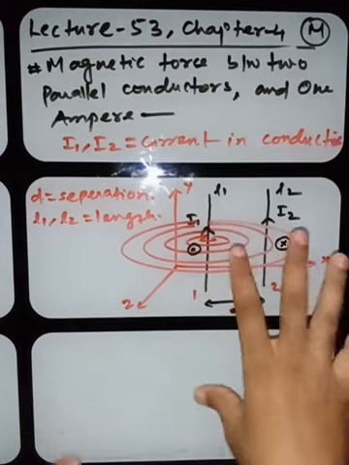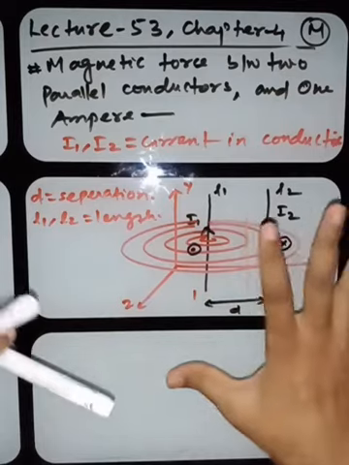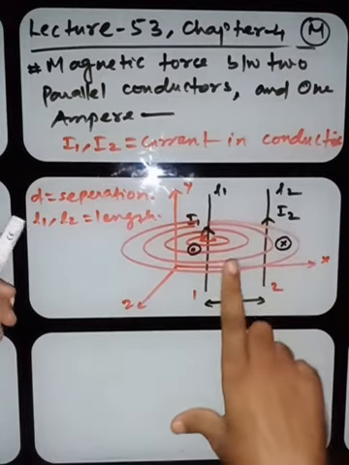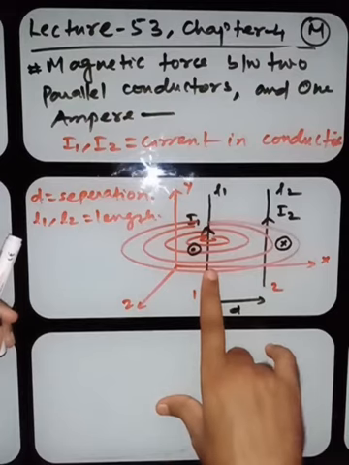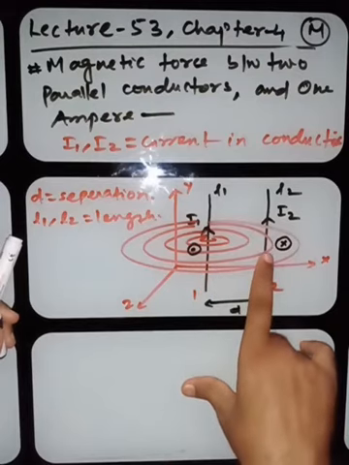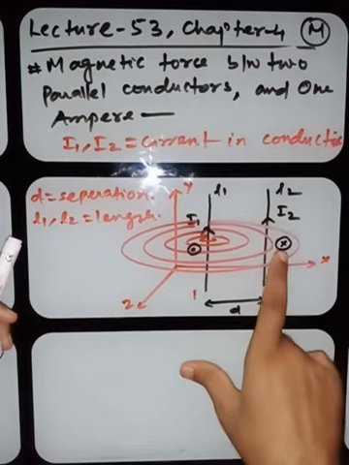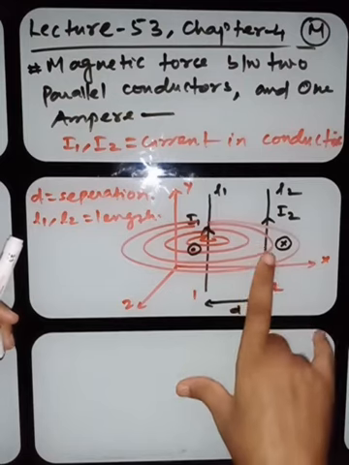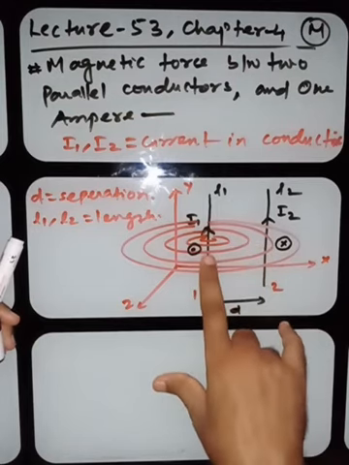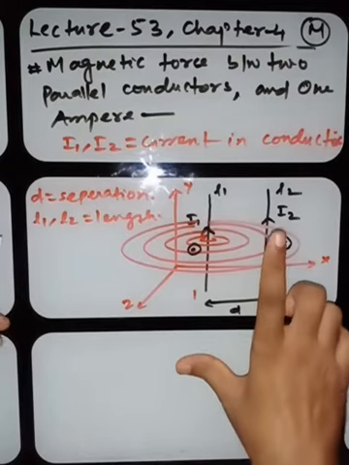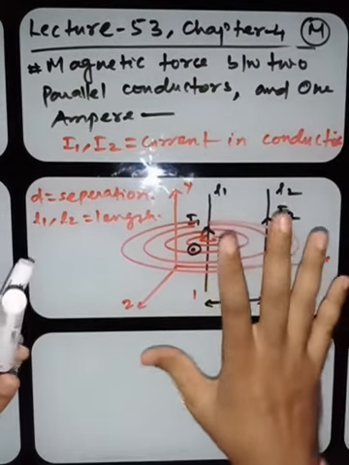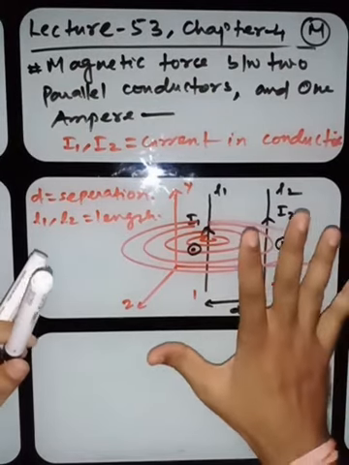I will not write over this board because we don't have sufficient space. Conductor 1 produces a magnetic field at the point of conductor 2, and conductor 2 is placed in that magnetic field. Similarly, conductor 1 is placed in the magnetic field of conductor 2. Alright, and then we can study the force.